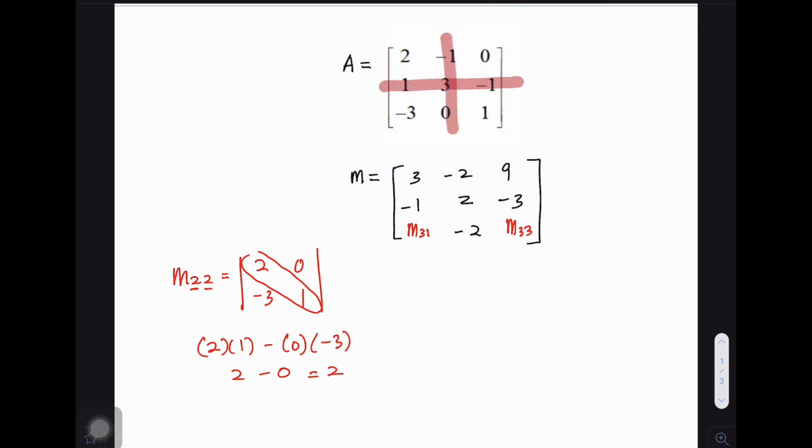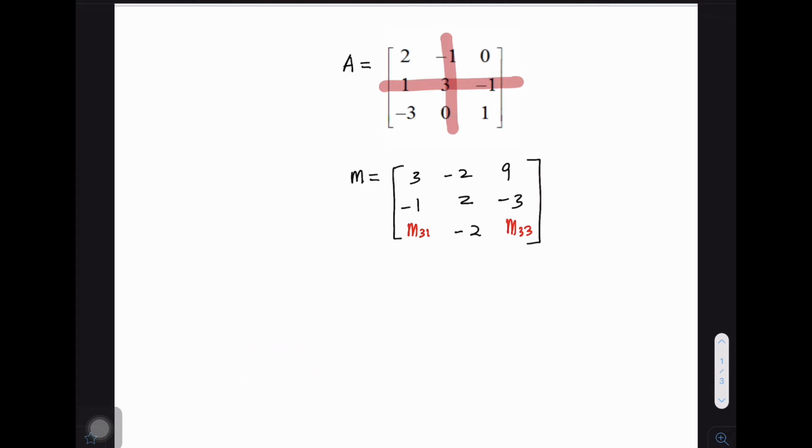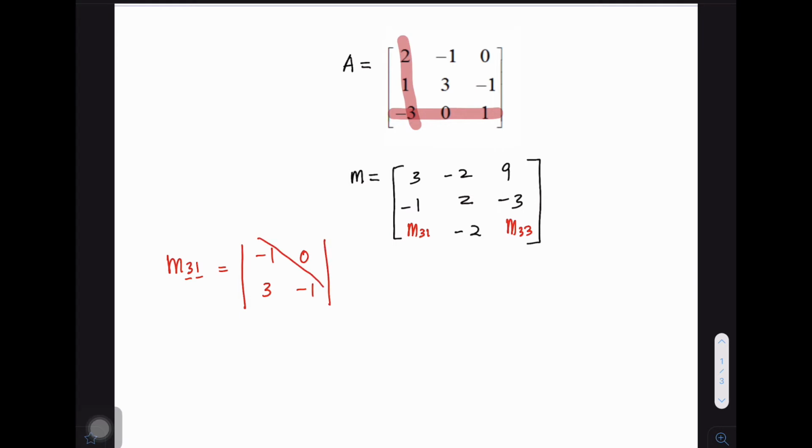So now, we want to find M31. What is the meaning of M31? How to find M31? You need to delete row number 3, column number 1. Therefore, let's delete row number 3. Column number 1 is here. Therefore, to find M31, you need to find the determinant of negative 1, 3, 0, negative 1. Negative 1 times negative 1, minus 0 times 3, you will get 1 minus 0 is equal to 1. Therefore M31 here is 1.